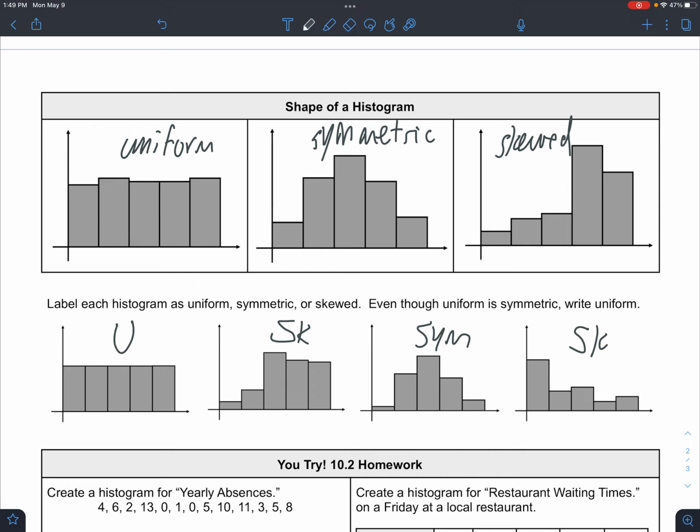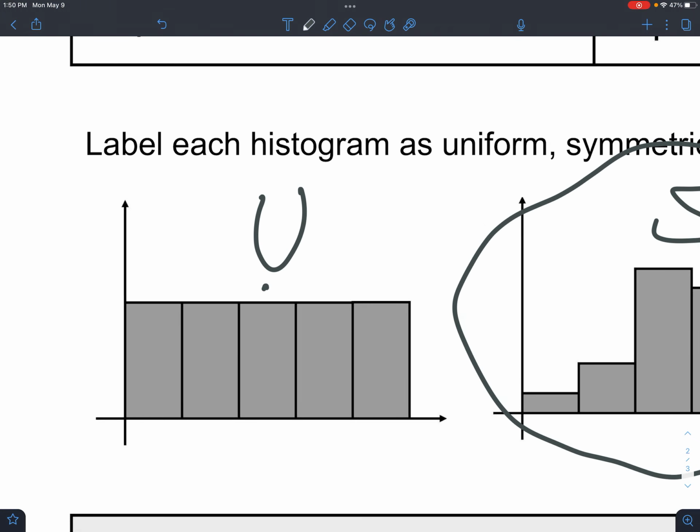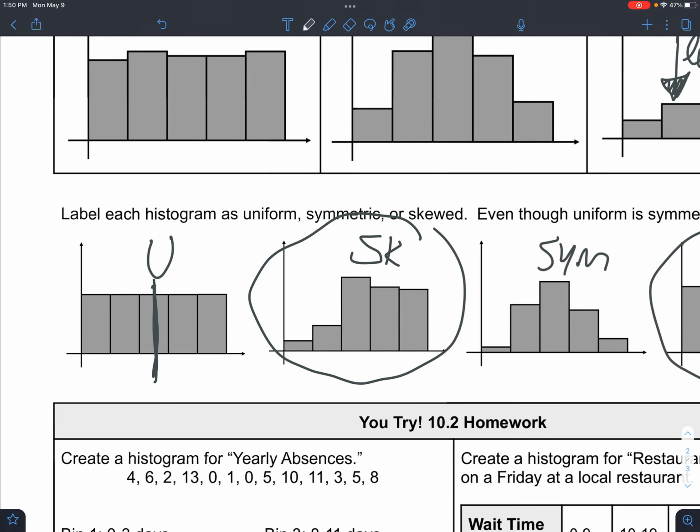Okay, for skew, we normally say left or right, and whichever side is down, that's the side that you refer to. So the left-hand side, so we call this skewed left. And this one would be skewed left, and this one would be skewed right. Okay, if something's uniform, that takes priority, right? Because technically this graph is also symmetric, right? But if we have the chance to call something uniform, we call it uniform because it's a lot harder to call something uniform and it has extra properties. So we prefer to call it uniform if we can. Okay, so uniform is high priority.